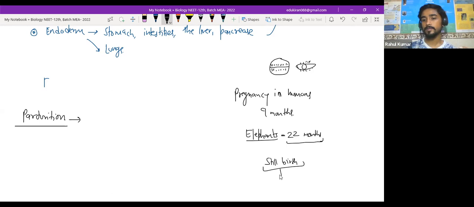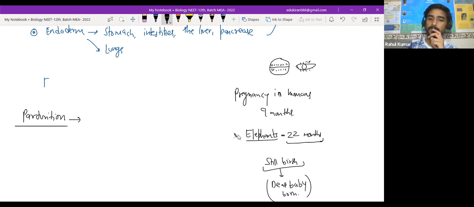Stillbirth, what does it mean? A dead baby. A dead baby born. So what comes out of the uterus is already dead because of some issues, whatever issue.